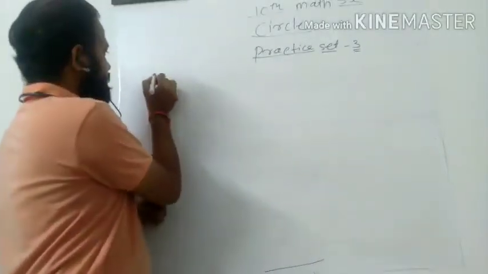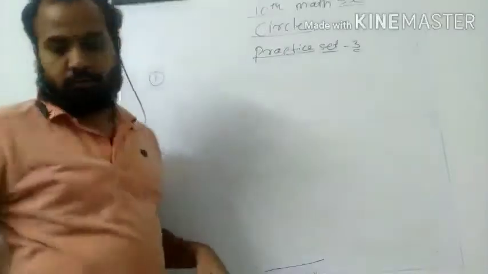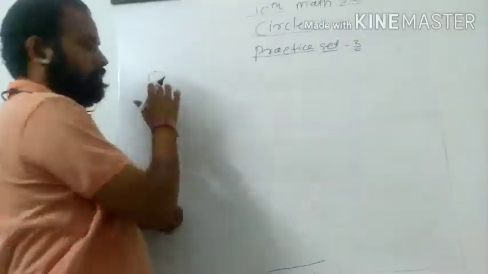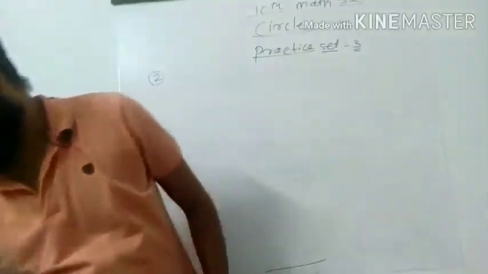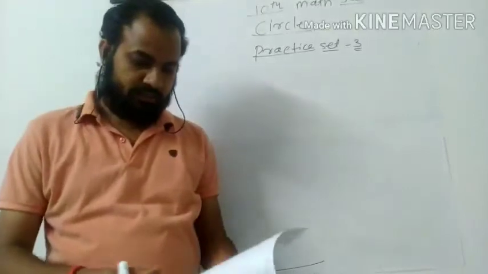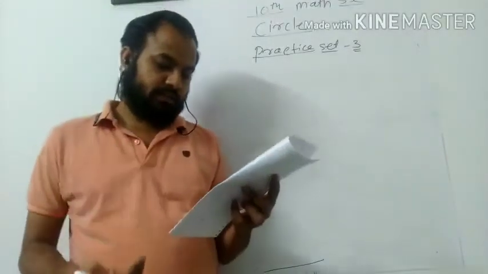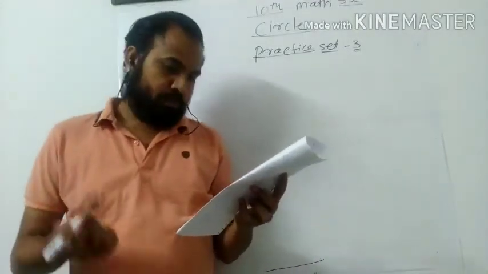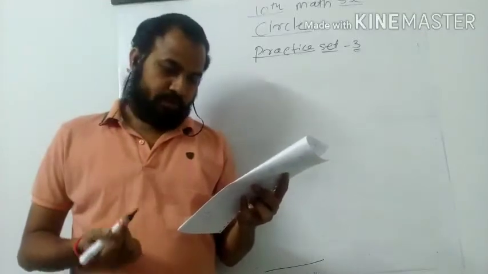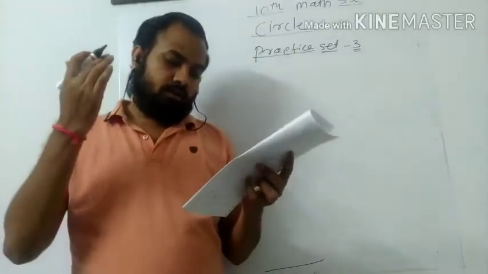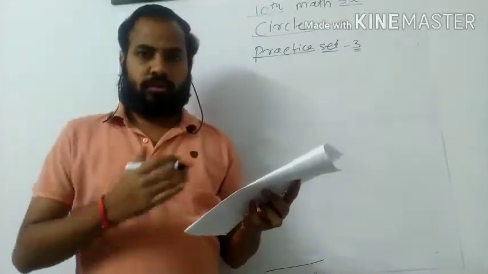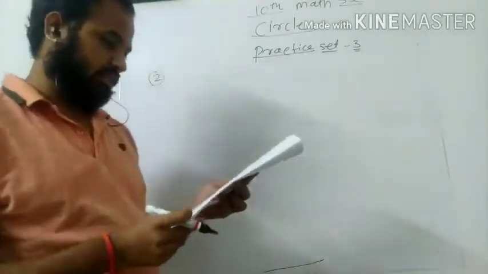Problem number 1 is of objective type. You can easily solve it. I am going to start with problem number 2. In problem number 2, the question is like this: line L touches the circle with center O at point P. If the radius of the circle is 9 centimeter, answer the following questions. So this data is given and some questions are given.